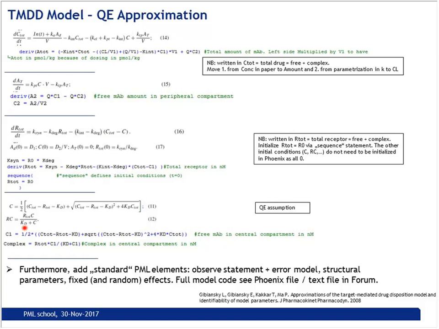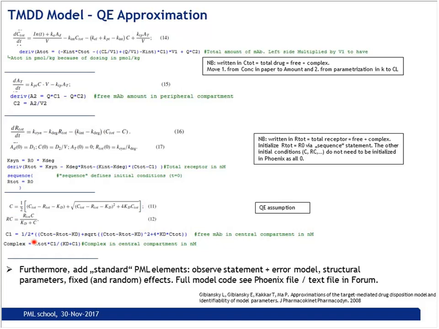The other two are just equations. There are no ODEs. They're just equations that calculate the free drug central based on the quadratic solution of the mass balance equation, and another equation which calculates RC, which is the complex, and in here you can see the KD. And again, you can just grab these and just write them one by one into your code.